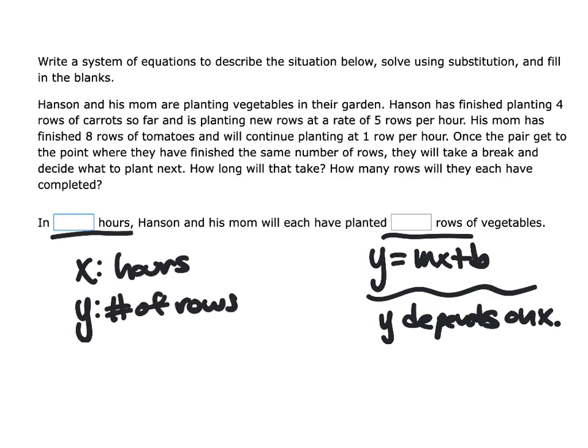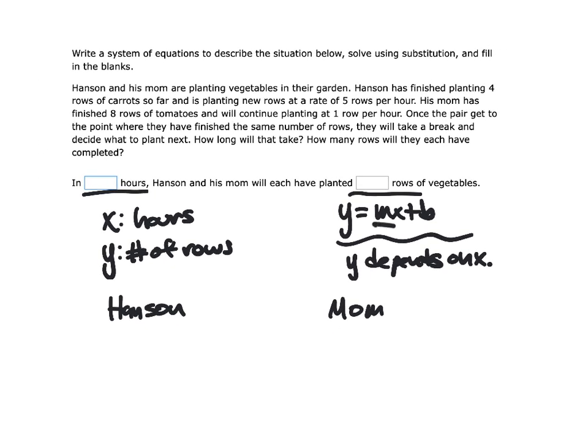There's a couple different ways of thinking about this. X is typically time. Y is the other one. The other thing to think about is that the number of rows that each of them plant depends on how long they work. So now we're going to come up with 2 different equations: one for Hanson, and one for Mom. Each of these is going to have a slope and a y-intercept, so m equals and b equals for each. Slope is your rate of change, using the word per. Y-intercept is your initial value. What are you starting at?